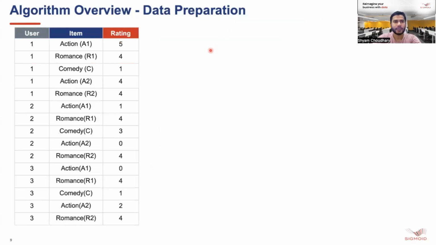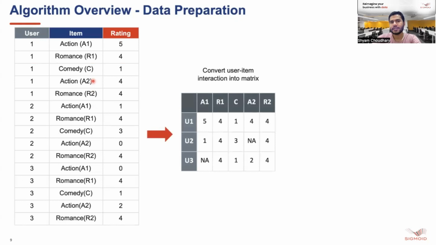First we have data preparation. On the left side you can see three different users and the ratings those users have provided to different items. In this case there are 5 different movies of different genres available and the ratings provided by those 3 users. So our first step will be to convert this tabular data into a user-item interaction matrix. Here we can also see that user 2 has not provided any rating for A2, so we have NA here, and similarly user 3 has not provided any rating for A1, so we have NA here.